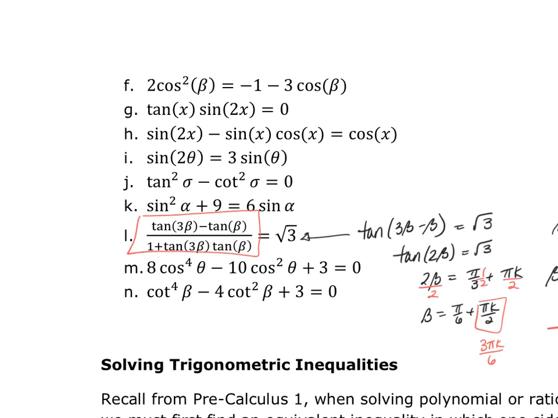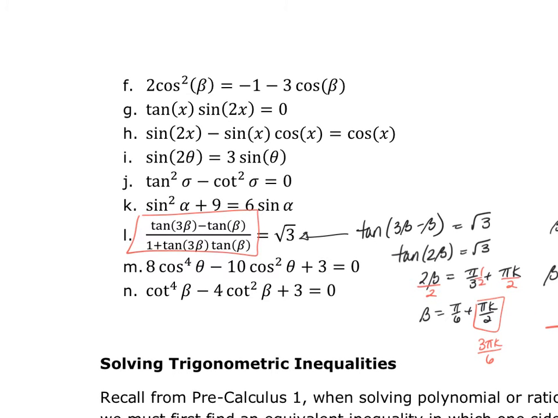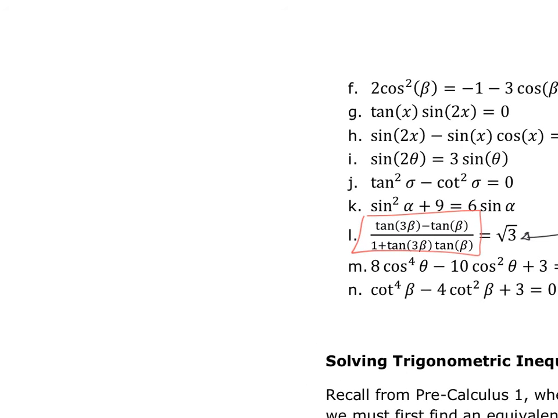Which other one, since we're on a time constraint, would you like me to do? M? So on M, I have 8 cosine to the 4th theta minus 10 cosine squared theta plus 3 is equal to 0. Hopefully, your pre-calc 1 professor told you the importance of u substitution.